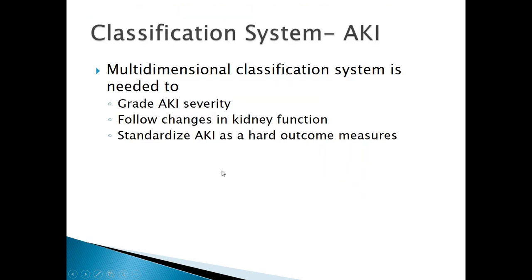So we need a classification system for acute kidney injury that is multidimensional, that is able to grade acute kidney injury in severity, that allows us to follow changes in kidney function, and that is also standardized for hard outcome measures, so that when we look at papers that are published in the literature, or when you read about something in textbooks, the definition of kidney injury, renal failure, or whatnot, from one textbook to another is the same. And then we can compare one intervention to another and so forth.